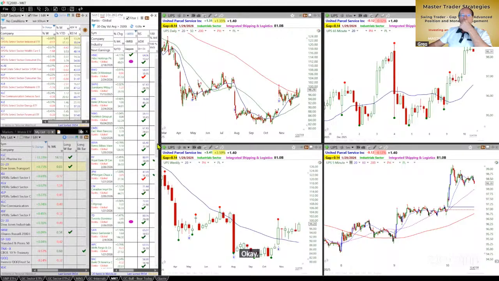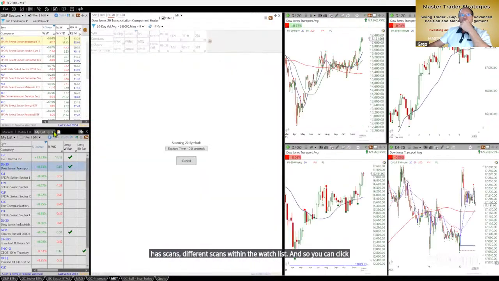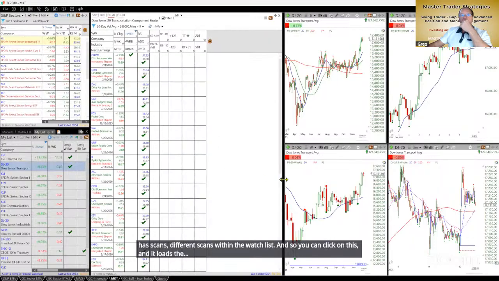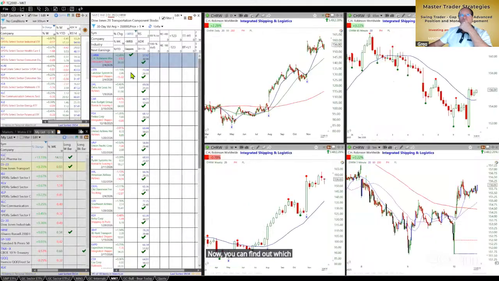This is one of my layouts. I've got quite a number of them. Most of them have scans. This one here has scans, different scans within the watch list. You can click on this and it loads the stocks that are in that particular ETF. And you can find out which ones have bullish wide range bars and so on and so forth.